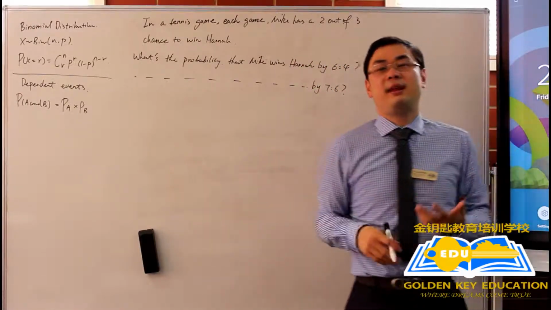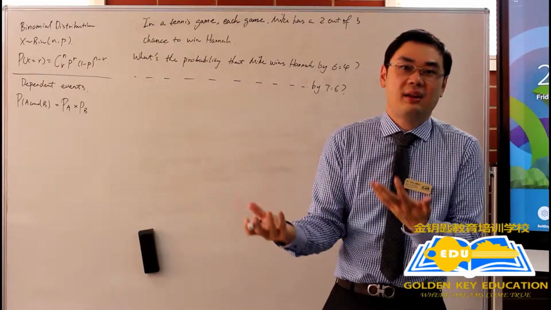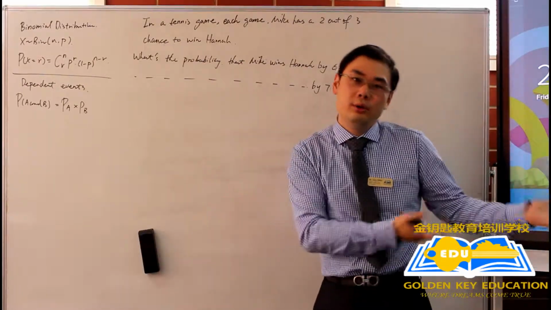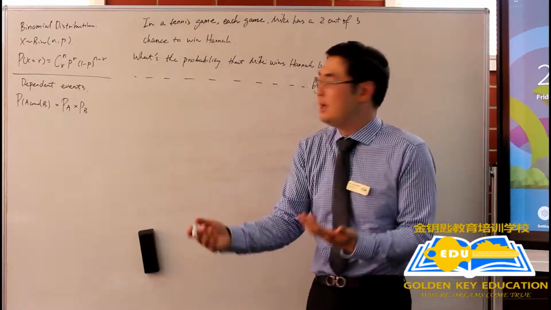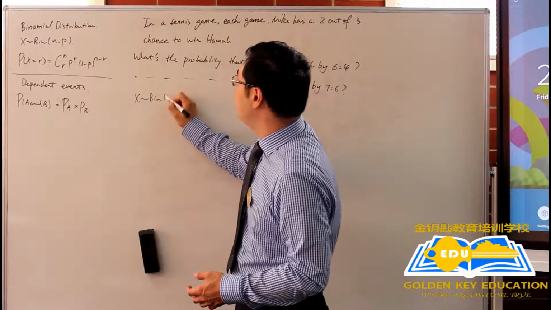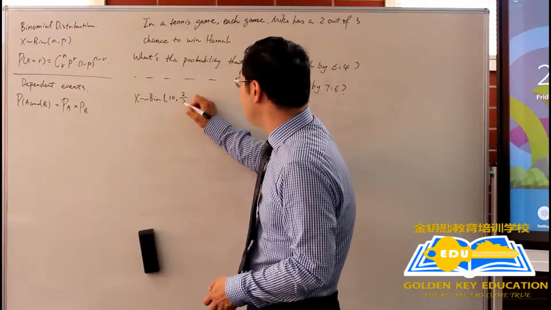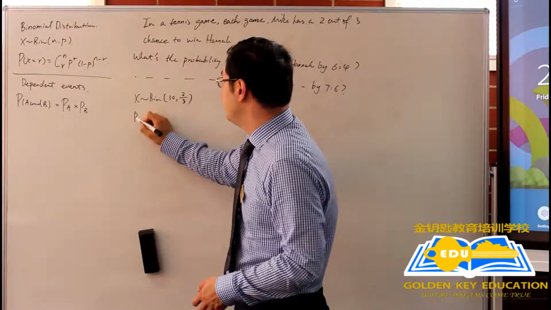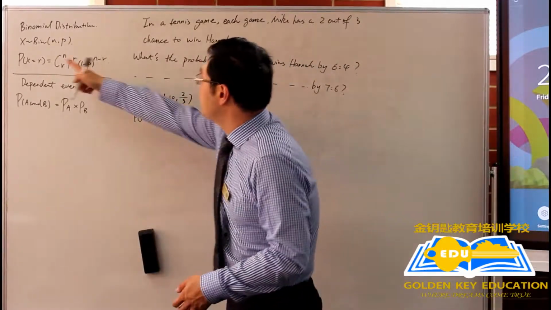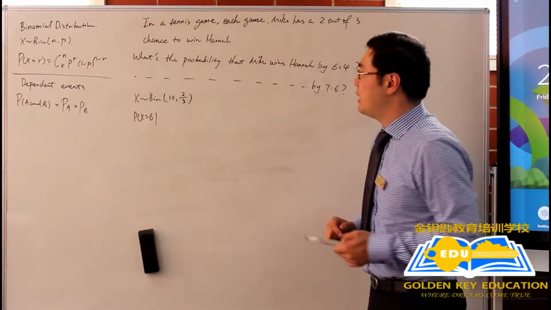Some people might think, oh, this is easy. You just play 10 games and let Mike win 6 of them, and Mike loses 4 of them, and then find the probability. Some students might think X belongs to a binomial distribution with 10 trials, where the chance of winning is 2 out of 3, and you just set X equals 6 and substitute into the equation. Well, unfortunately, this is not right.